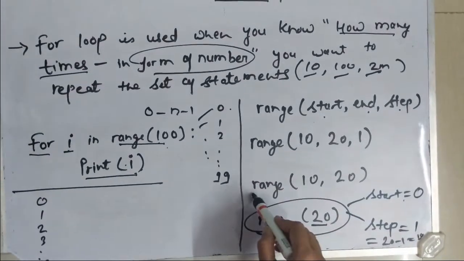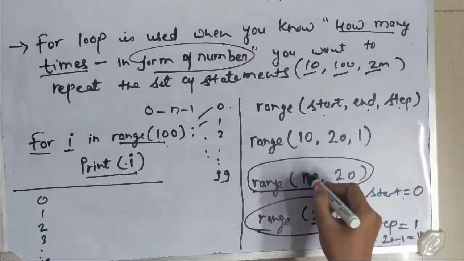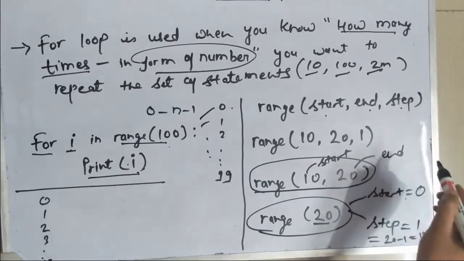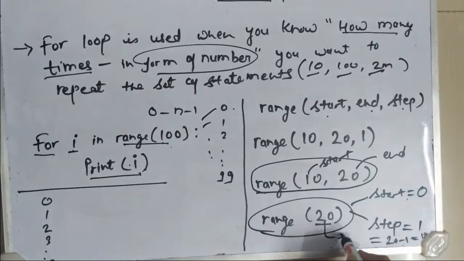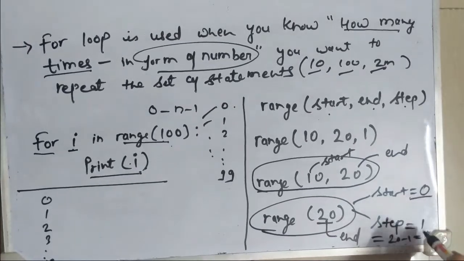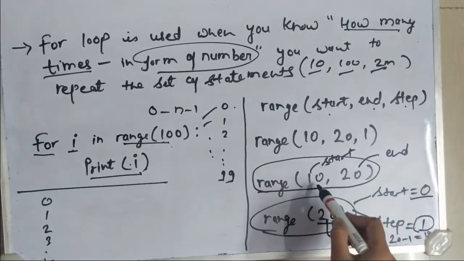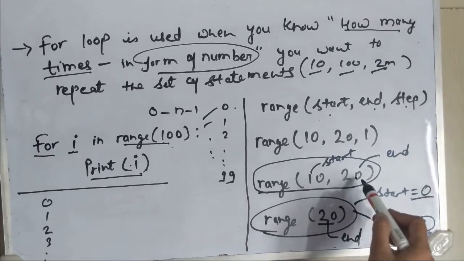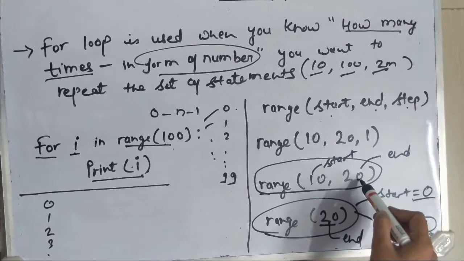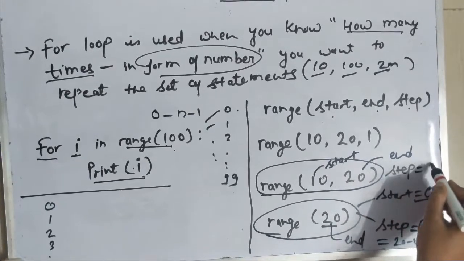Suppose I have written the range function with two parameters. Then the first will be considered as the start value and the second will be considered as the end value. If you write it with one parameter, this will be only the end value, the start value will by default become 0 and the step size will by default become 1. So this function will generate values from 10 to 20 minus 1, that is 10, 11, 12 till 19, with an increment of 1. Here the increment or step size is 1.